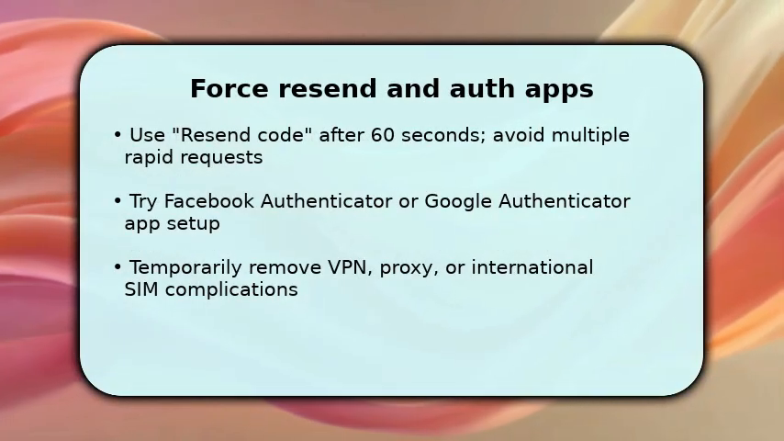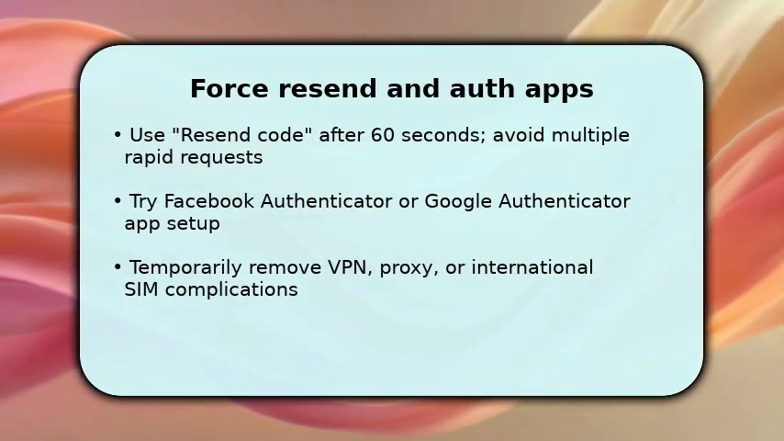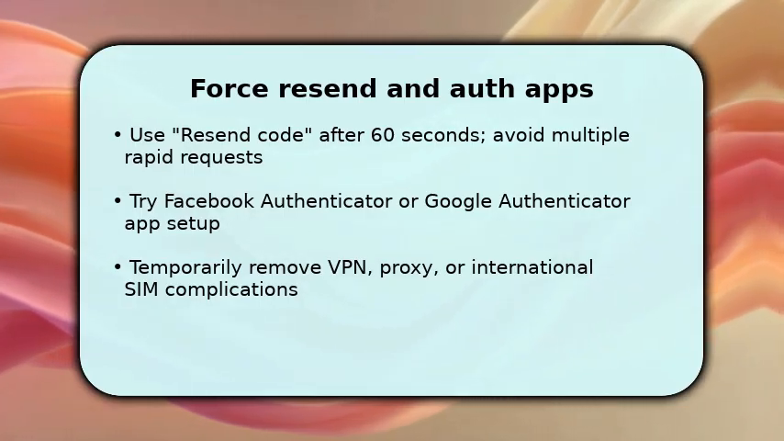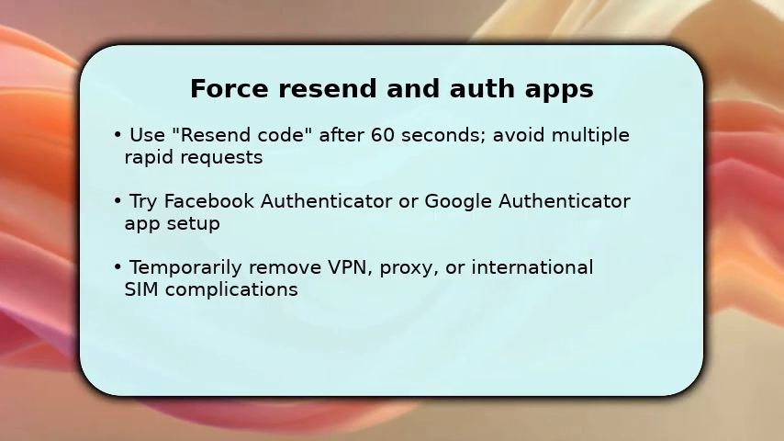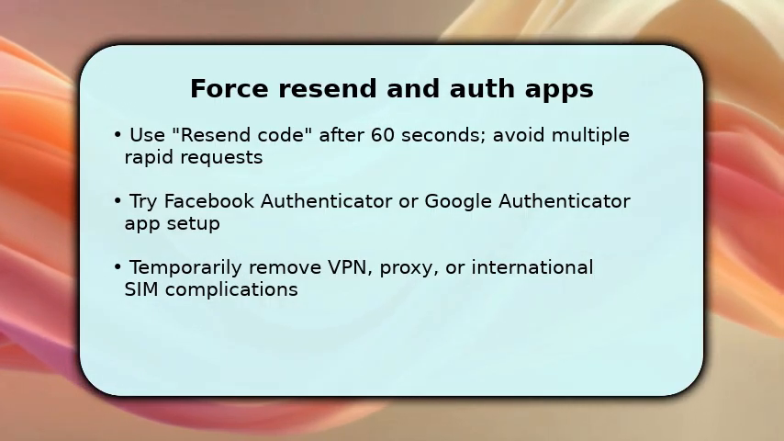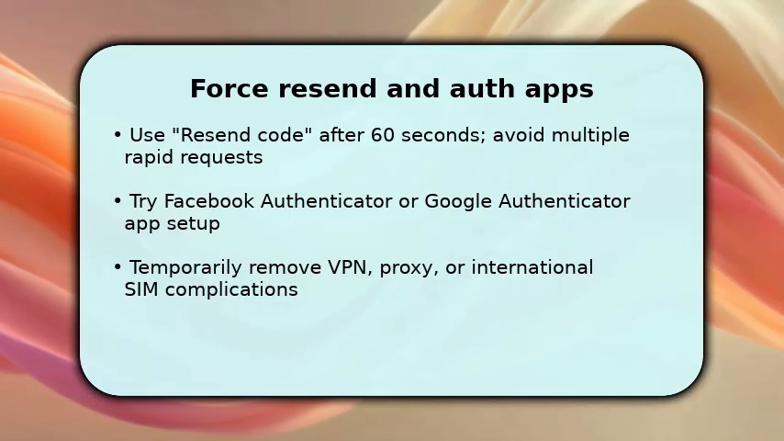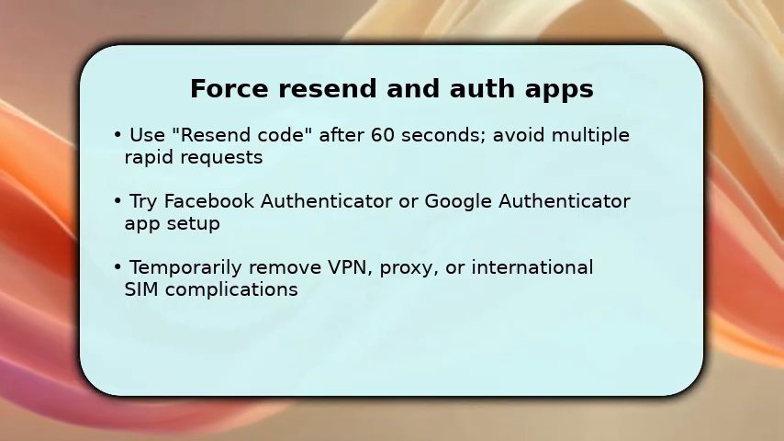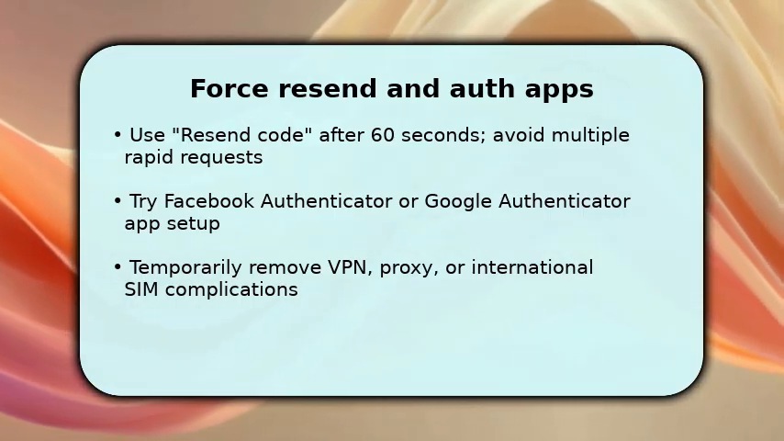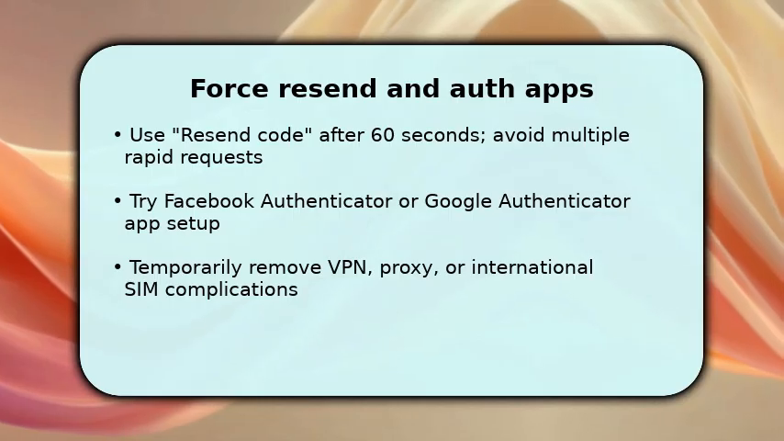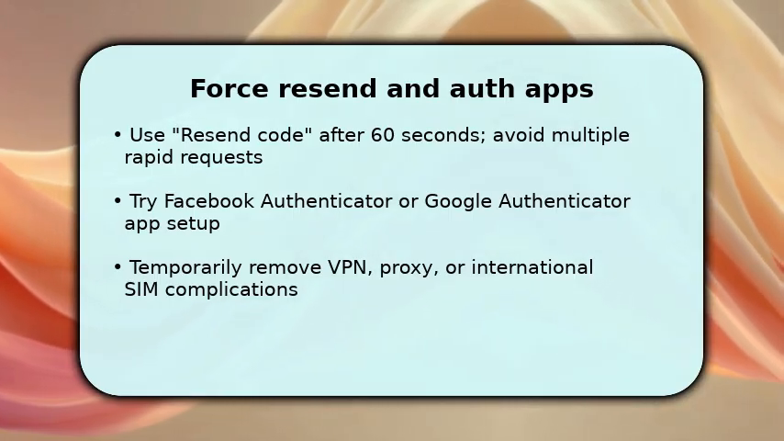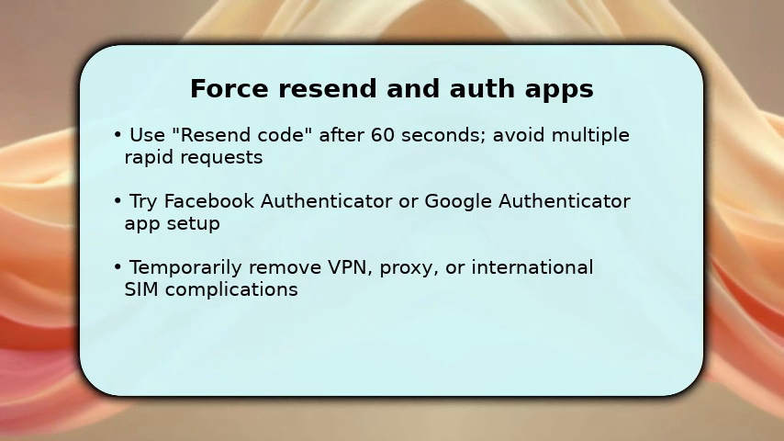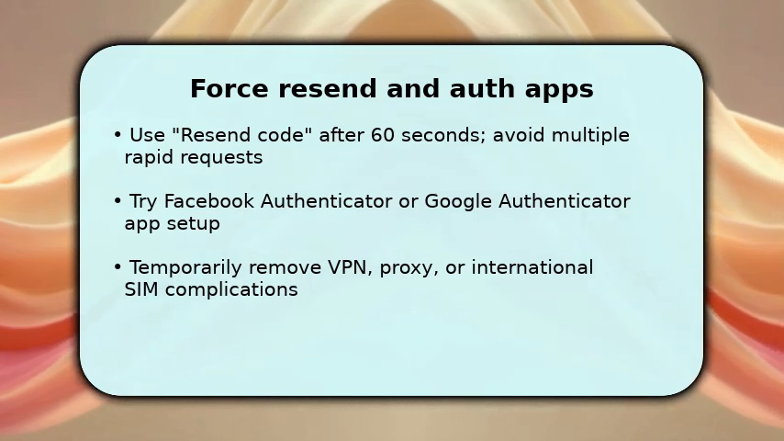Next, you force a fresh delivery. Hit resend and wait at least 60 seconds between tries to avoid rate limits. If SMS still fails, switch to the code generator inside the Facebook app or set up an authenticator app that gives you offline codes instantly. Also inspect network conditions, disable VPNs, proxies, or roaming SIMs that can block SMS gateways. Once done, test a login. The alternative code path often bypasses carrier delays and stops reliance on problematic SMS routing.